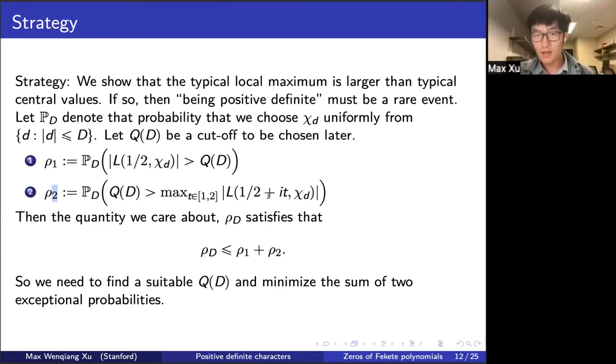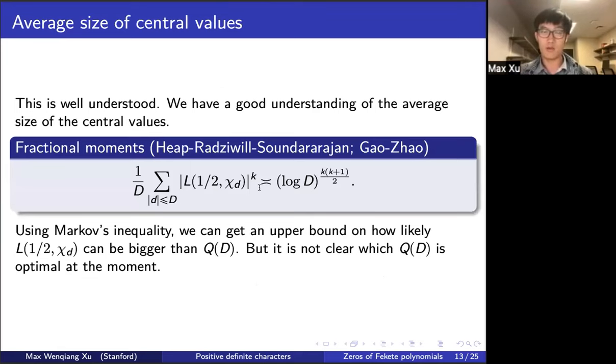So that's roughly the two tasks we need to understand. One is the typical size of L(1/2, χ_d). The other is the typical size of the local maximum. The good news is that at least one of them is clear. We have good results already established by Harper, Soundararajan, and also later, in the case of zeta functions, Gao and Zhao, who made the L-function version explicit. So this is well understood, and we have a good understanding of at least the average size.